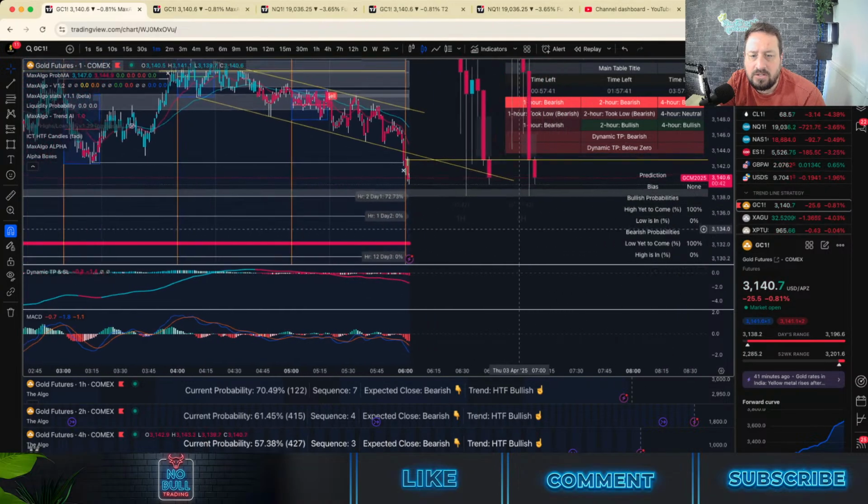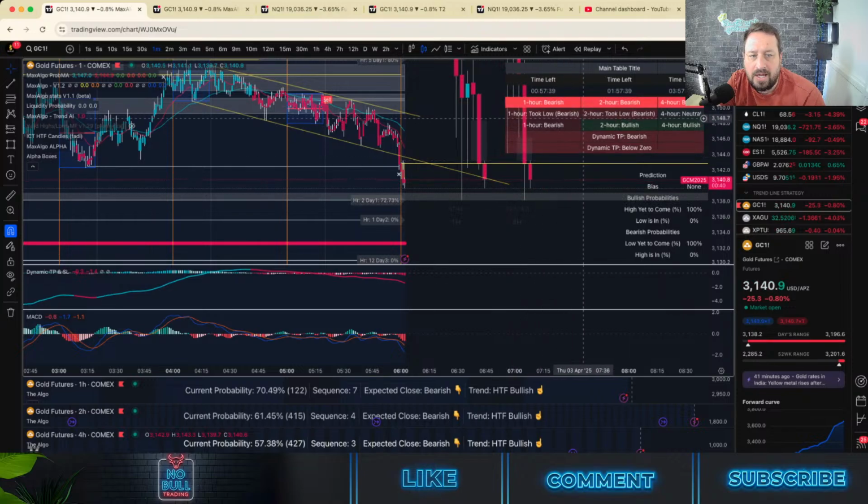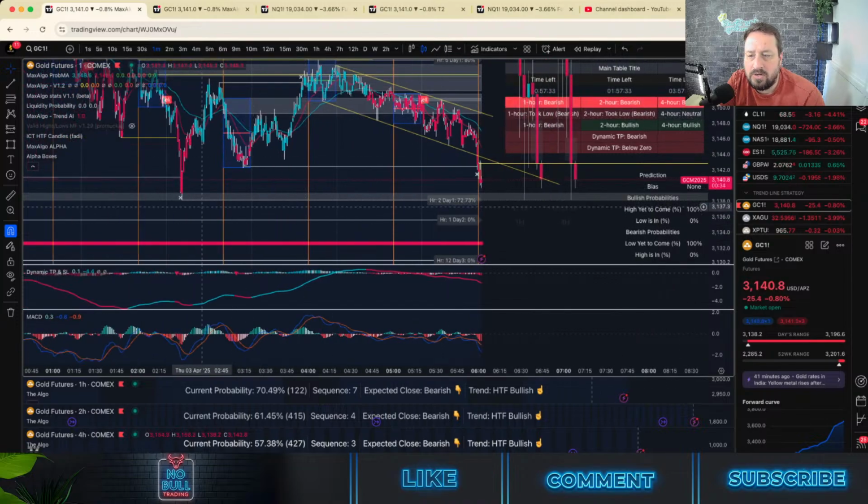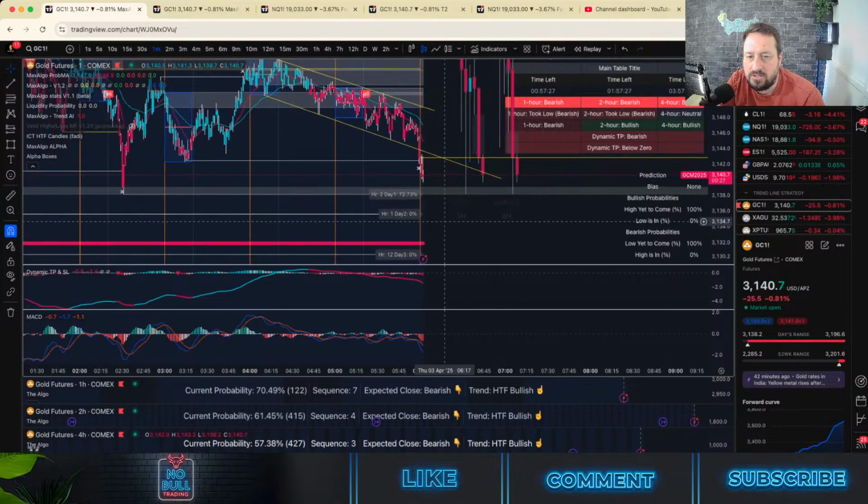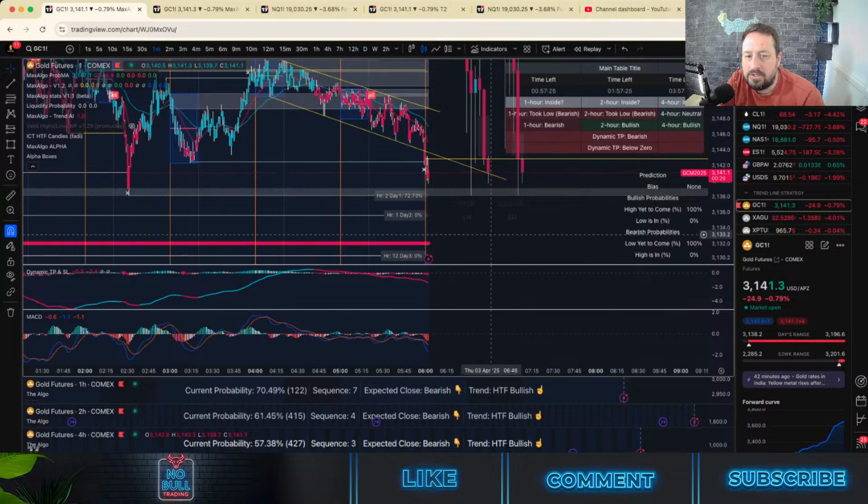So we've already taken the low of the previous 1 hour, 2 hour, and 4 hour. Oh, no, not yet, sorry, not 4 hour. But we've taken the low of the previous 1 and 2, so that can already give us an early indication that the next 1 hour and 2 hour could potentially be bearish. We're below the 1, 2, and 4 because it's all the same hour current boxes.